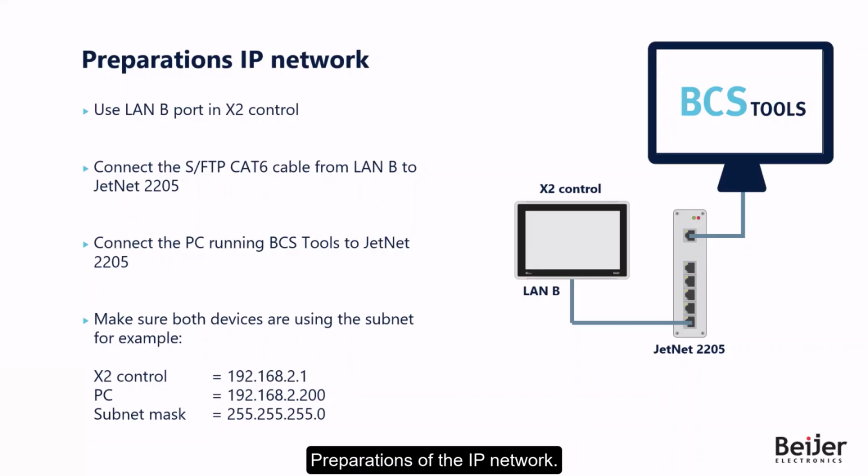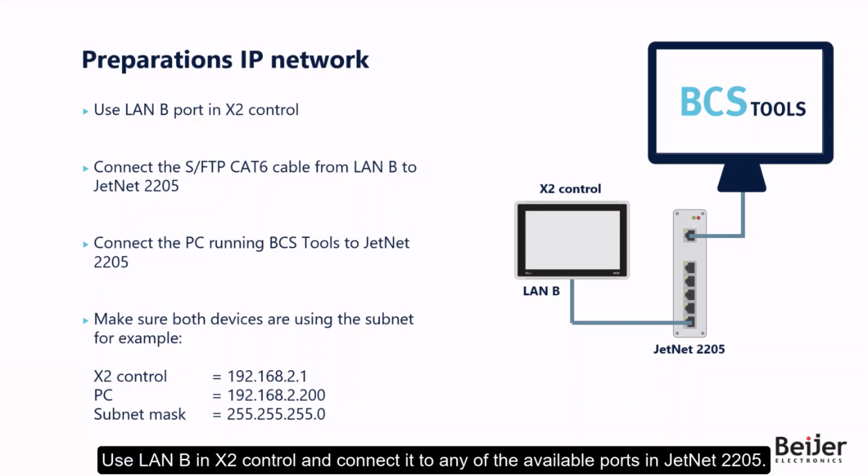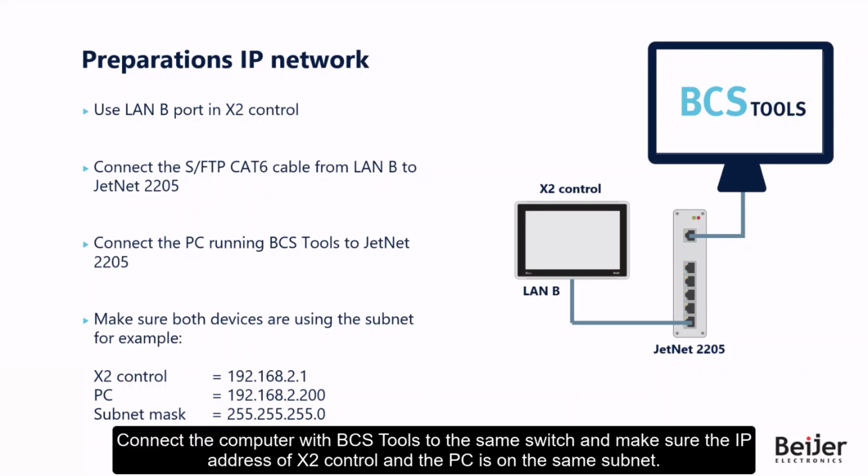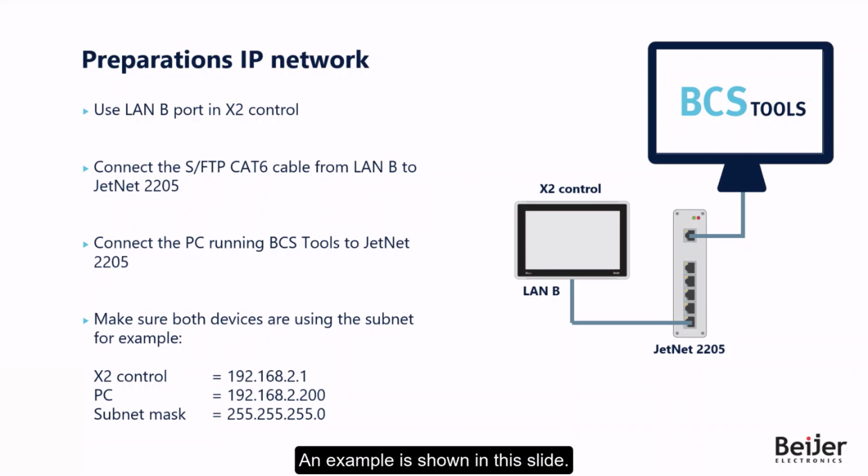Preparations of the IP network. Use LAN B in X2 control and connect it to any of the available ports in JetNet 2205. Connect the computer with BCS Tools to the same switch and make sure the IP address of X2 control and the PC is on the same subnet. An example is shown in this slide.